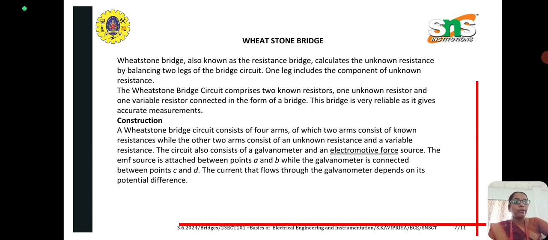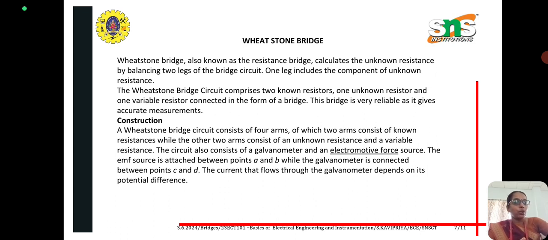A Wheatstone bridge is a type of DC bridge. The Wheatstone bridge is also known as a resistance bridge. It calculates the unknown resistance by balancing the two legs of the bridge circuit. One leg includes a component of unknown resistance and one leg consists of components of known resistors.